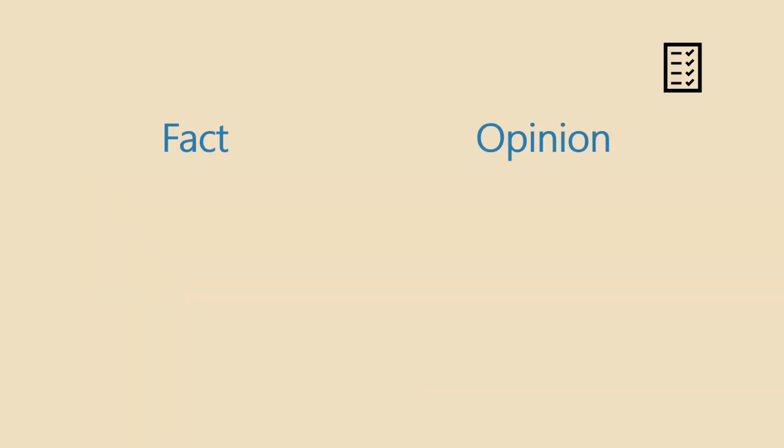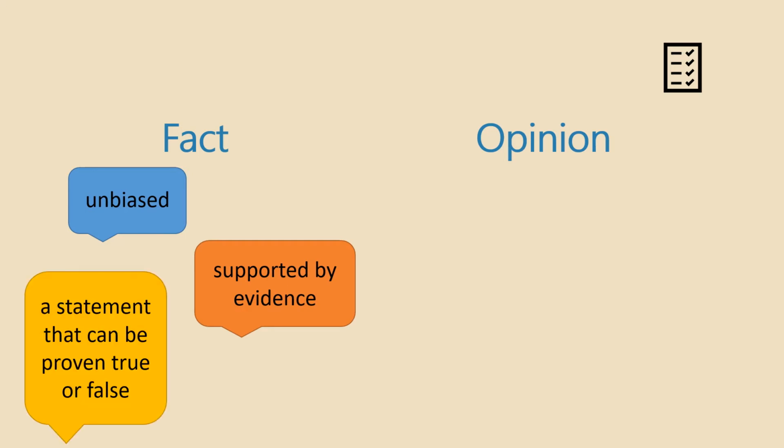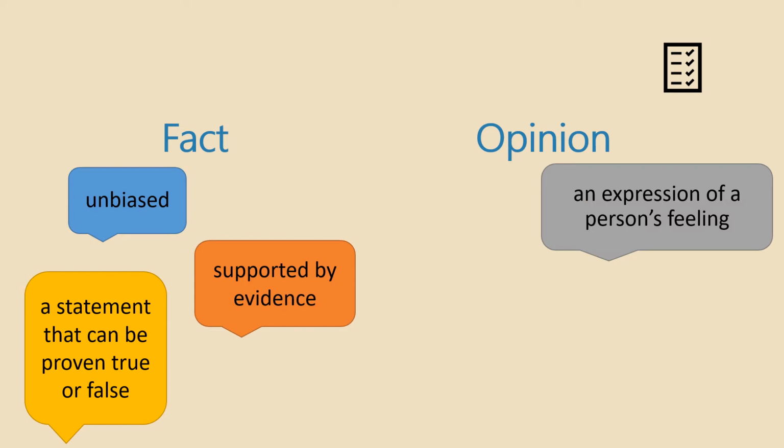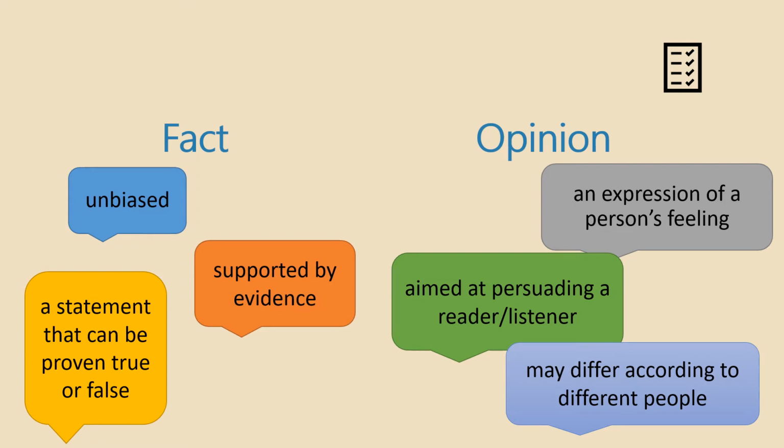Let's check the answers together. So a fact is unbiased. It is, or it can be, supported by evidence. And it is a statement that can be proven true or false. Opinion, on the other hand, is an expression of a person's feeling. It is aimed at persuading a reader or a listener, and it may differ according to different people. Now, pause the lesson again and copy the bubbles into your notebook.